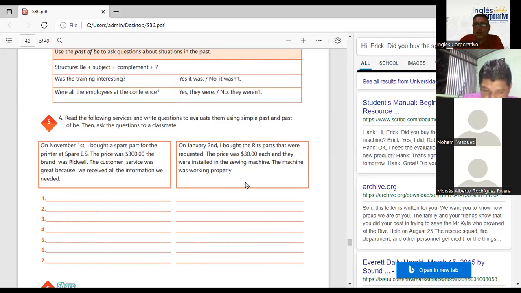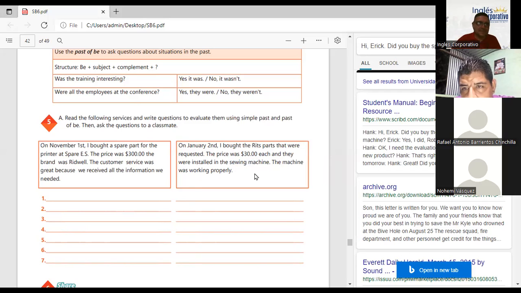In the second chart says, on January 2nd, I bought the Ritz parts that were requested. The price was $30 each, and they were installed in the sewing machine. The machine was working properly. ¿Qué dijimos que era sewing machine? Máquina de coser.